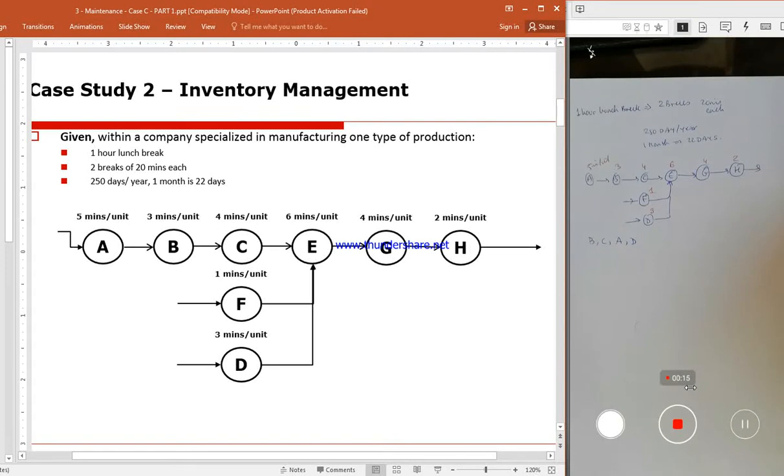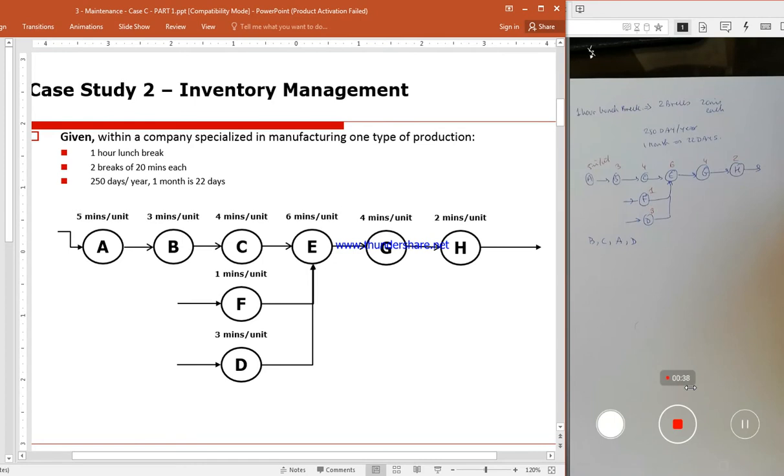In case study C, we have a precedence diagram for a product, and this is the root sheet of the product starting from A all the way to H. As shown on the screen, it's pretty obvious that step E is an assembly step, meaning that the product after steps C, F, and D will be assembled at step E.